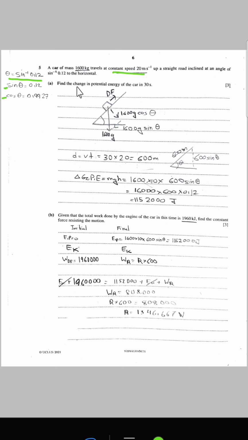But for this question, find the change in gravitational potential energy for the 32 seconds. Gravitational potential energy is equal to mass times gravitational field strength times height. We know the mass and the gravitational field strength, but to find the height, we know that this length is 600 meters, and we use sin theta equals opposite over hypotenuse, so the height is 600 sin theta.